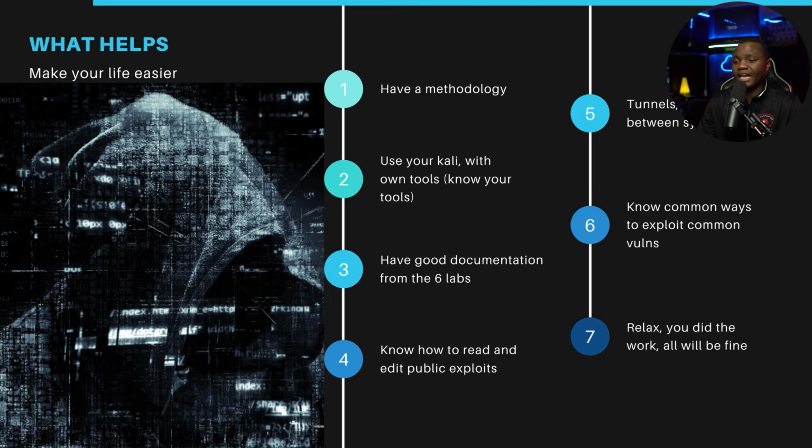Documentation from the 6 labs is a must. You just finish those. They are very, very helpful. They will teach you the AD stuff. If you forget, you can just go back and check how you did the attack. Pretty much the same kind of stuff. You can use public exploits and edit them for initial access and attack vectors. That's OSCP basic level information. Definitely check it out as well.